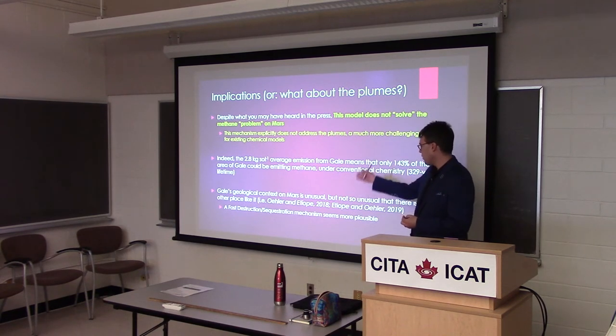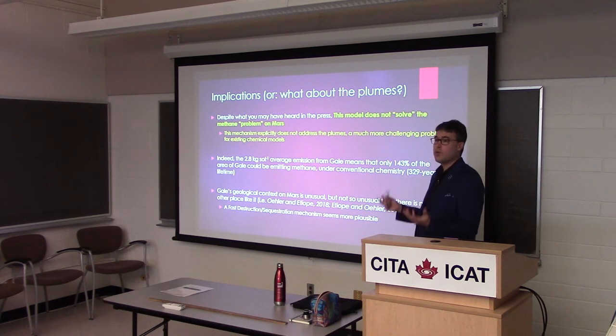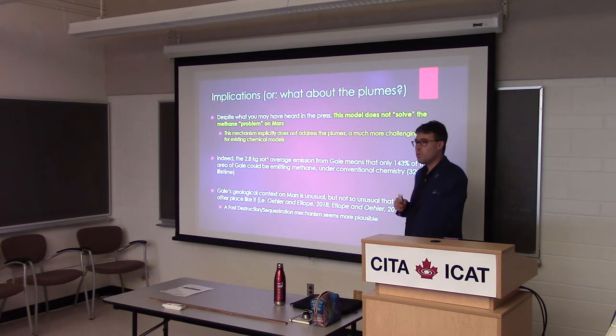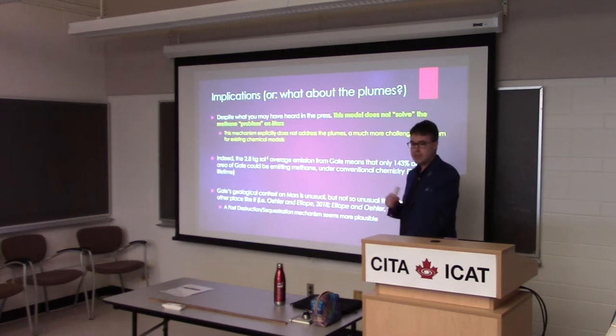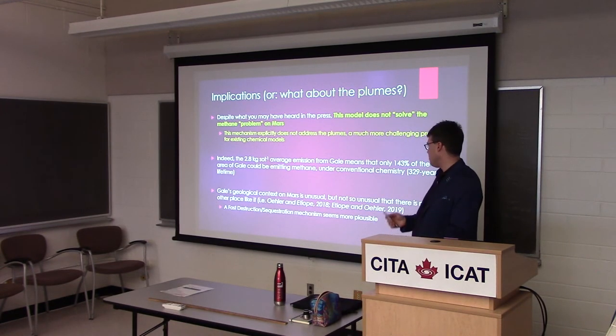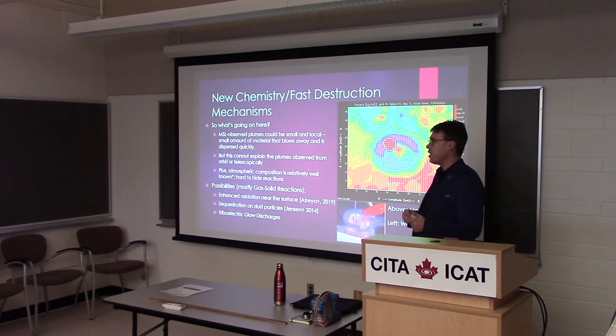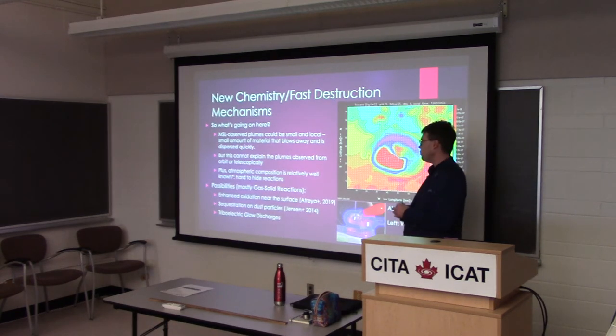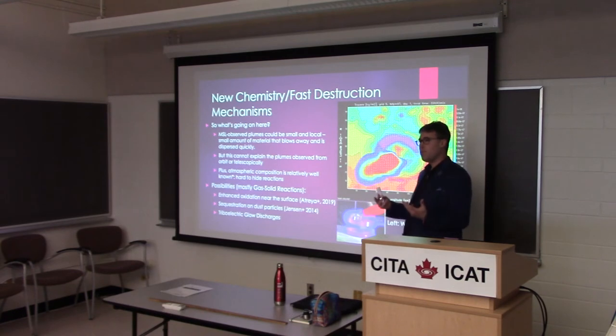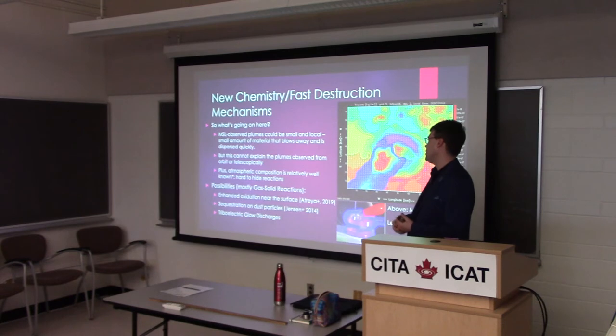And Dorothy Oehler and Giuseppe Etiope agree that Gale is weird, but not that weird. So it seems more plausible that there's something else going on in the sink area, that there is a fast destruction or a sequestration mechanism. And that's what a lot of us have been looking into. Those MSL plumes, they can be small and local, but anything that you see from orbit is big, and it shouldn't go away. So we need to figure out how it does.